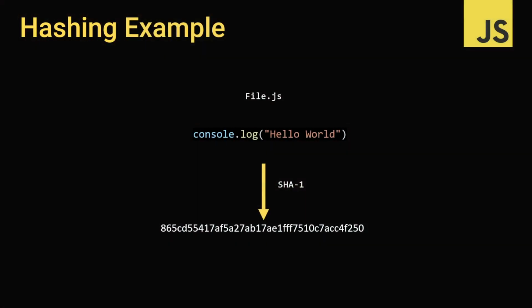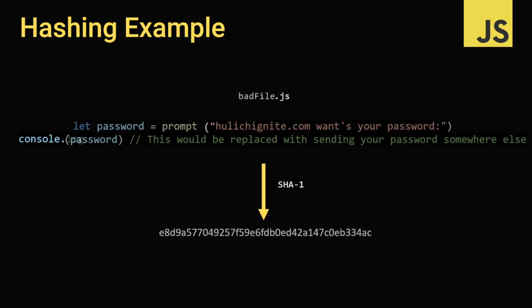But here's what the example would look like. We take our console.log file, we run it through SHA-1, we get 40 characters at the end, exactly 40 characters. You can see them at the bottom there, 865, whatever, right? We then have our bad file, which we put in, and we still get 40 characters, the exact same length, but at the bottom, you can see it's a different hash.